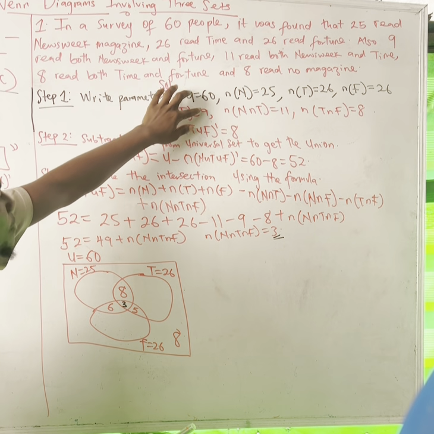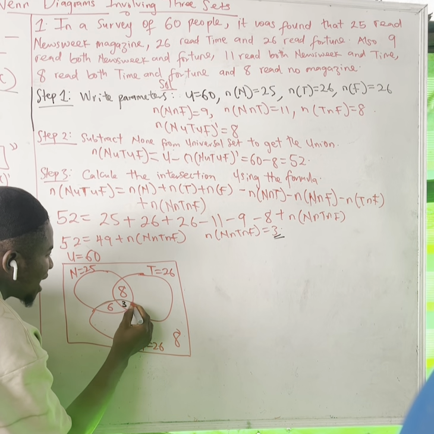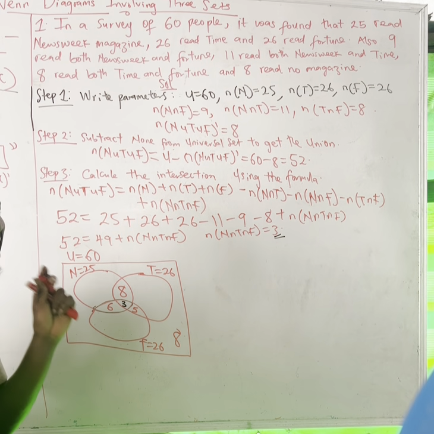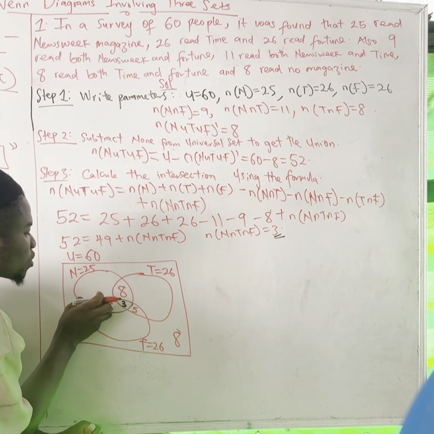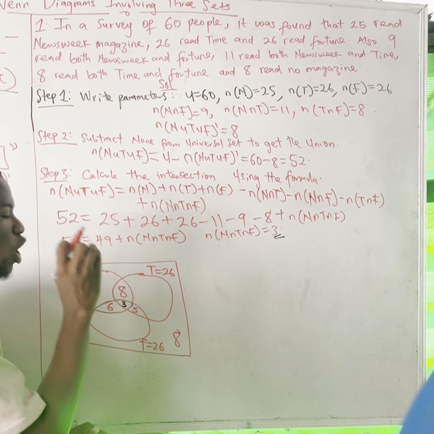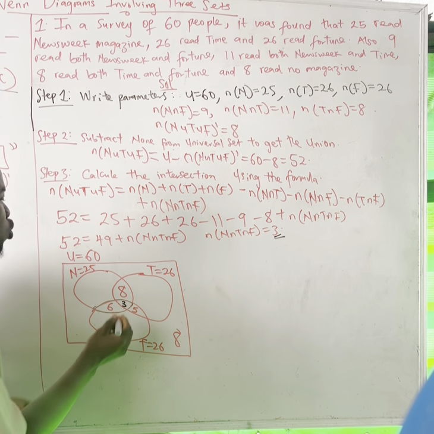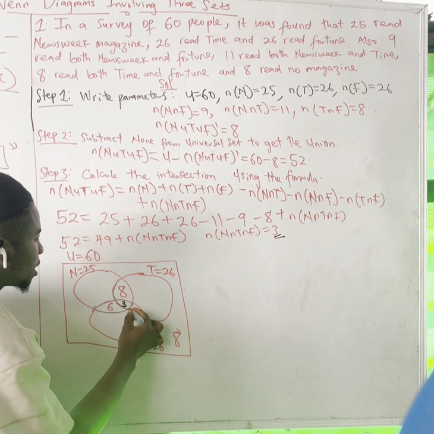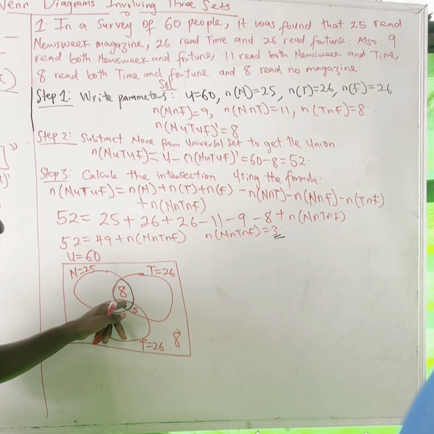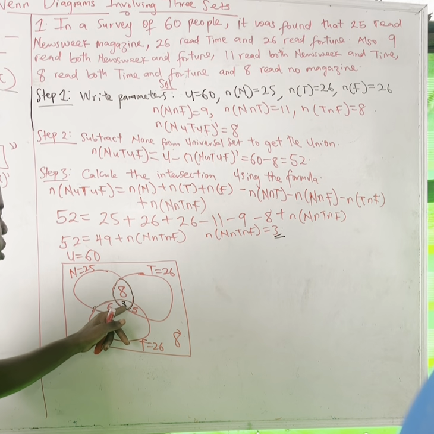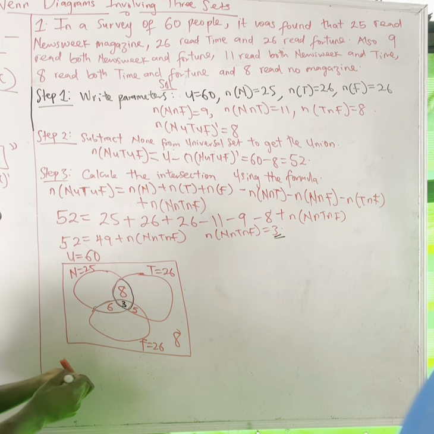So this is the major place you have to understand very well. Your N intersection F is 9. So you have to understand that from here to here is representing N intersection F. Since the value is 9 and the value here is 3, this one will be 6, because 6 plus 3 is 9. Also, your N intersection T is 11. So everything here represents your N intersection T. If the center is already 3, then this one will be 8, because 8 plus 3 is 11.